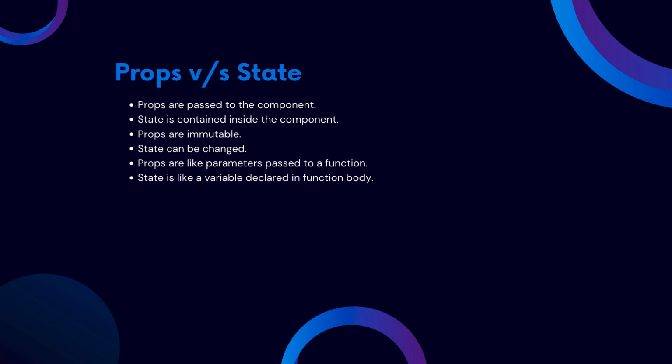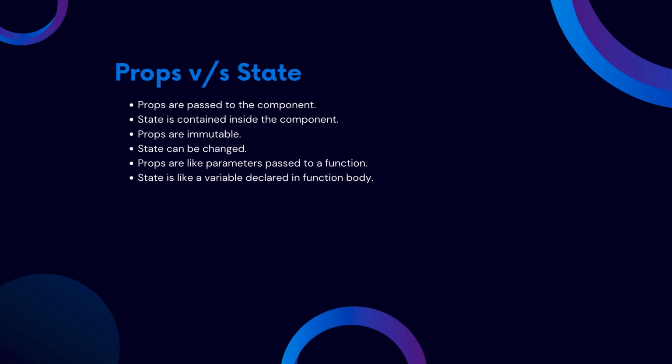The next thing is props are immutable. They cannot be changed. Whereas the sole purpose of having state inside a component is that it could be changed, and state also influences the behavior of a component as well. The third thing is props are like parameters passed to a function, whereas state is like a variable declared inside a function body.